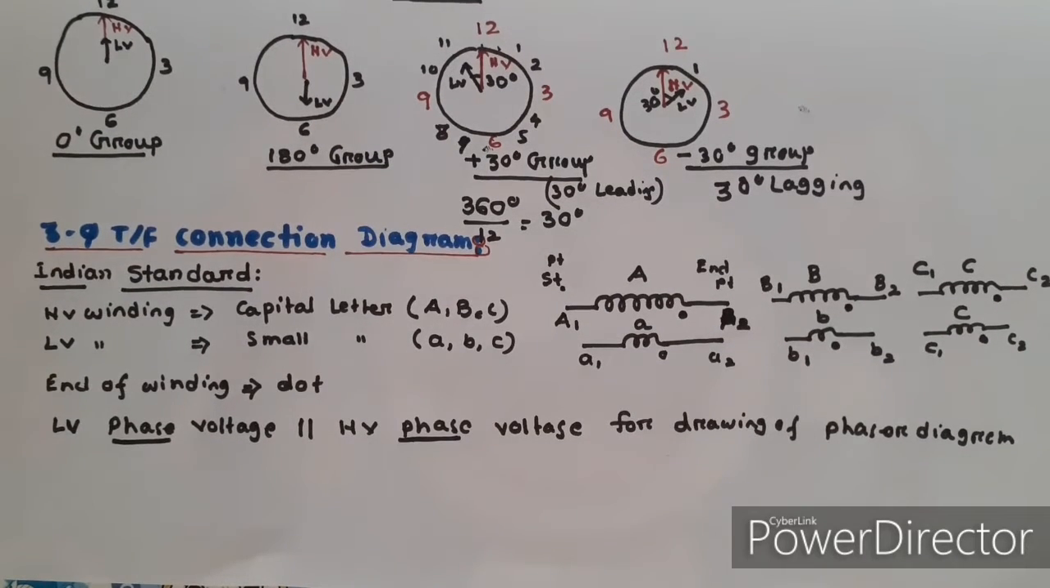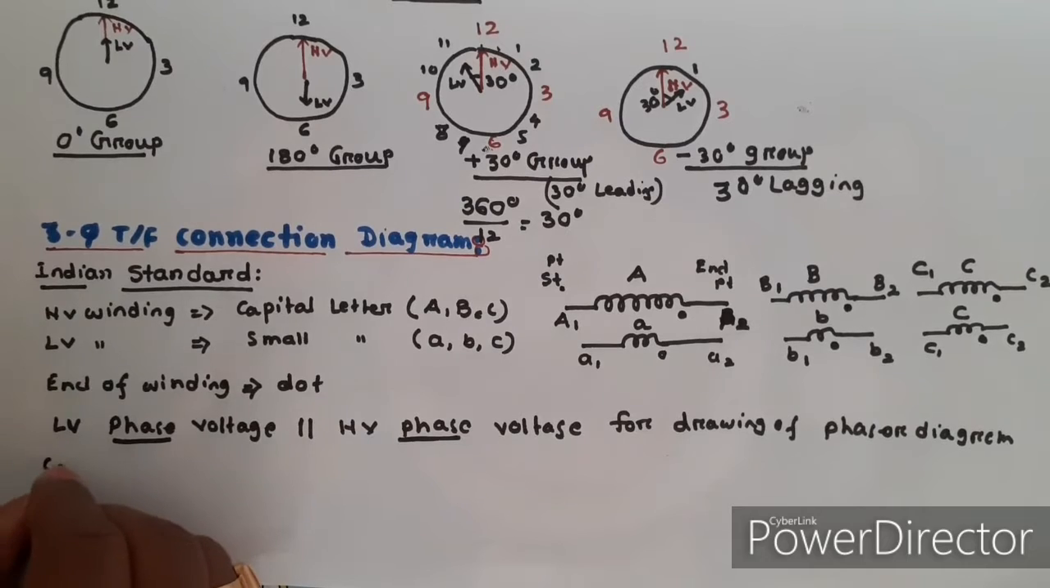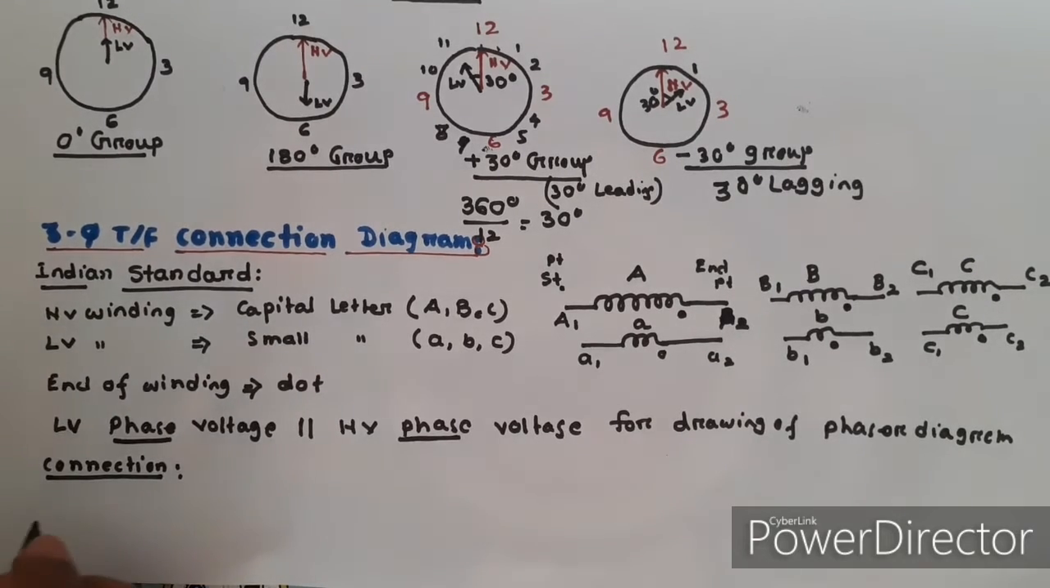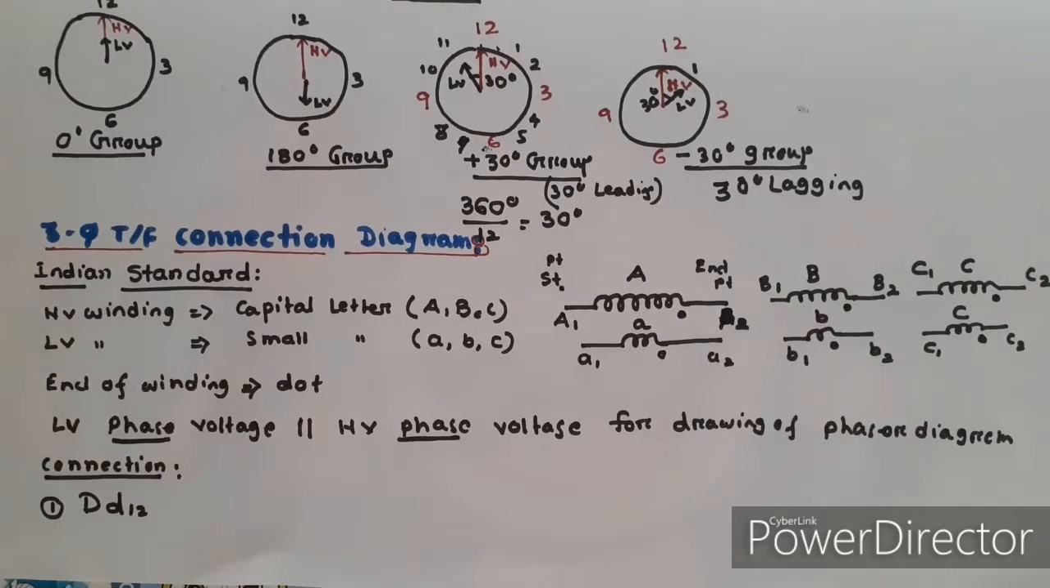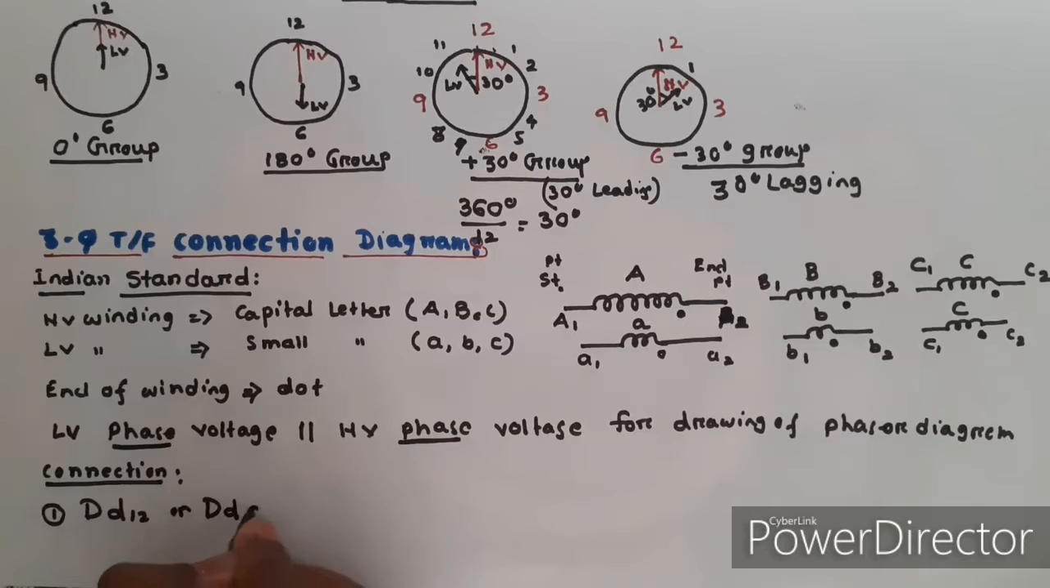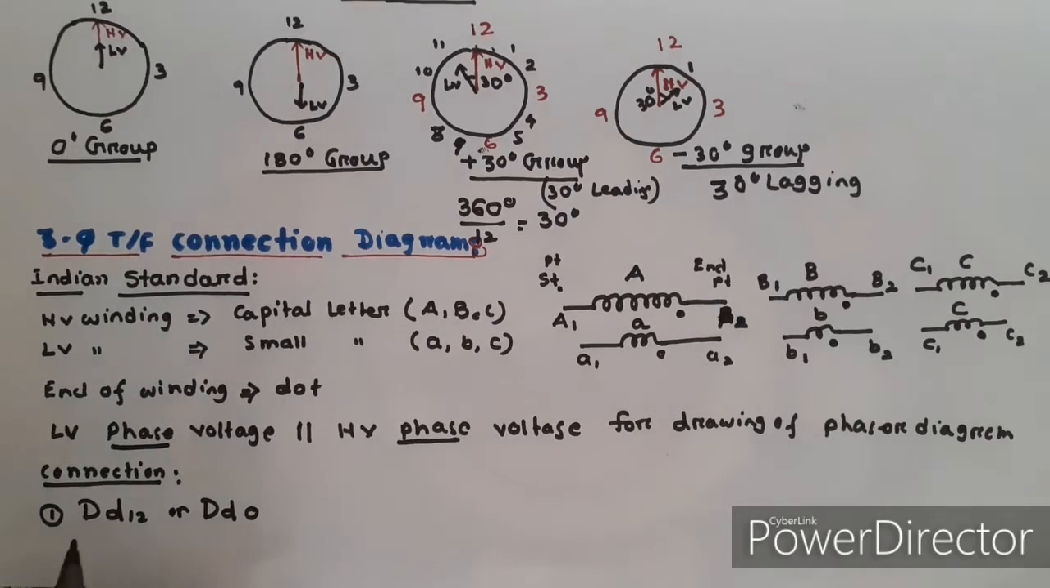Now, the three-phase transformer connections can be classified as number 1, DD12 or DD0. What do you mean by DD12 or DD0?